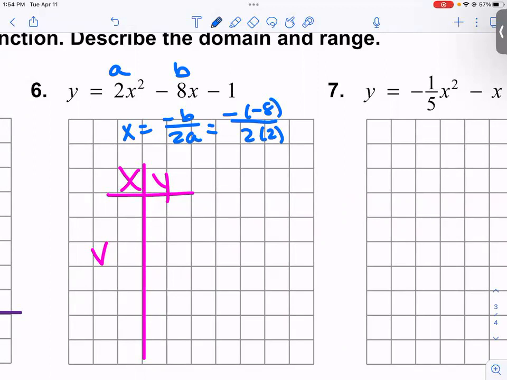What is that? 2? So 2 would be here. And in my chart, I would want you to choose 2 numbers to the left and 2 numbers to the right to plug in. Okay. Now, I'm not actually going to go through the process of graphing this because I think you can plug in numbers just fine. All right? You can do that.